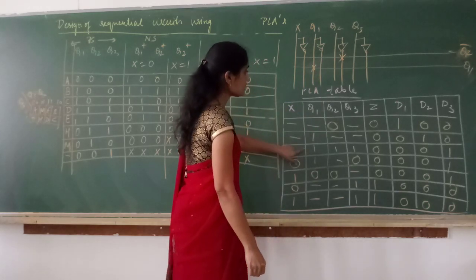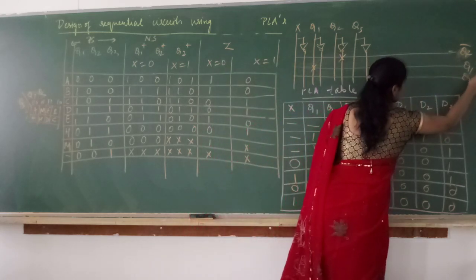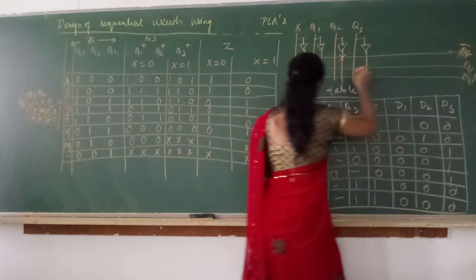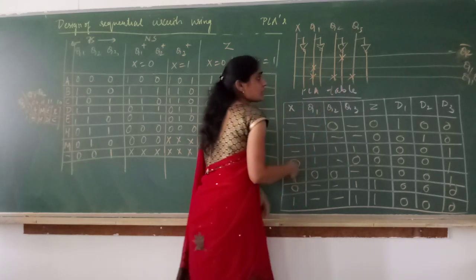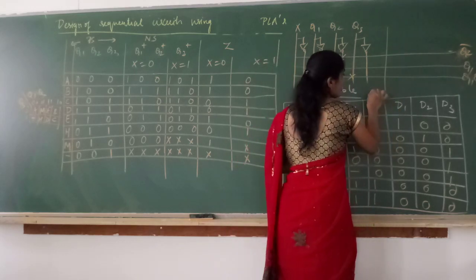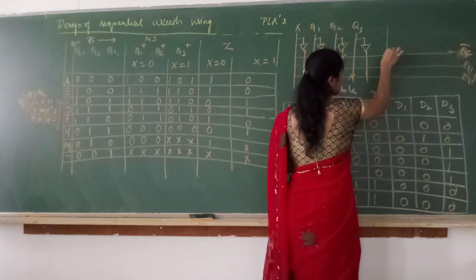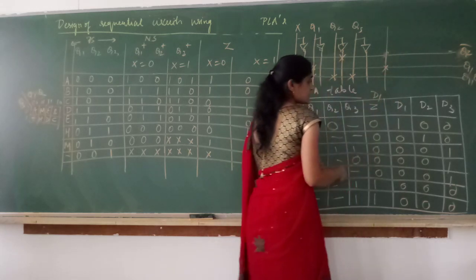For the third product term, Q1, Q2, Q3. What is connected? Q1, Q2, Q3. Similarly, you can do the rest. And finally, it is the OR array. What is D1? D1 is only Q1. Only Q1 is connected.